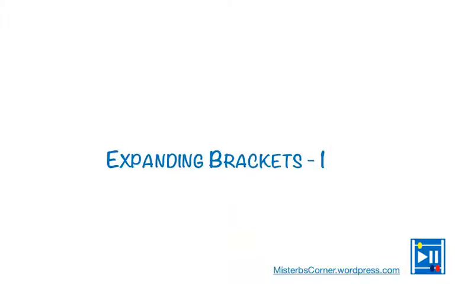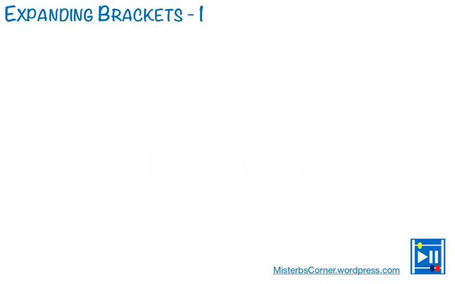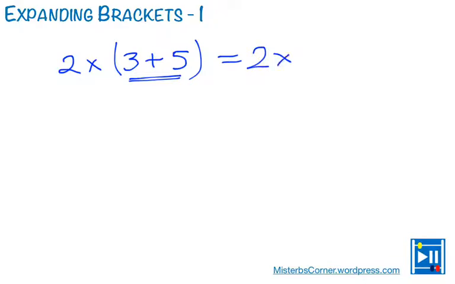Hi, in this video we are going to work on expanding brackets. Now if we have something like 2 times in brackets 3 plus 5, generally we work out the operation in between brackets, and we go like 2 times 3 plus 5 is 8, and then we end up with 16. But it is also possible to multiply the numbers in the brackets by 2.